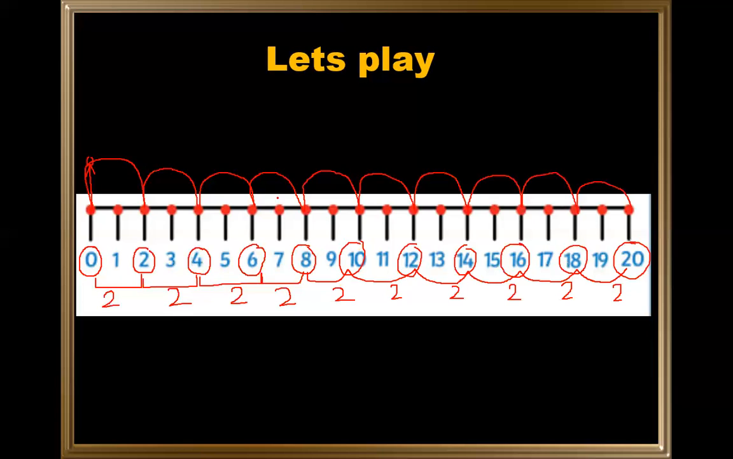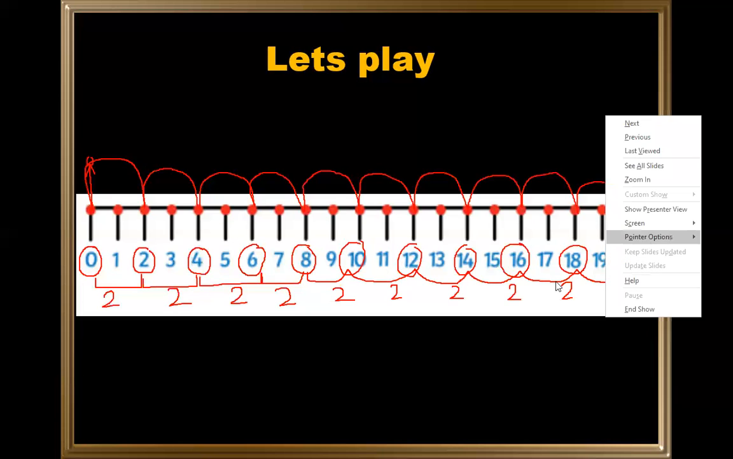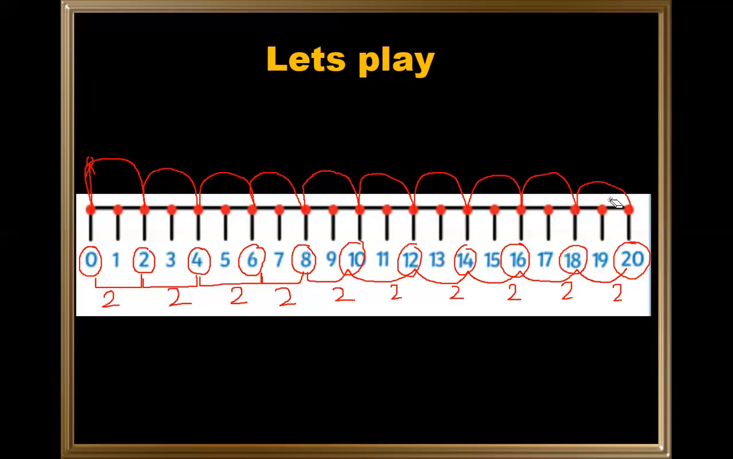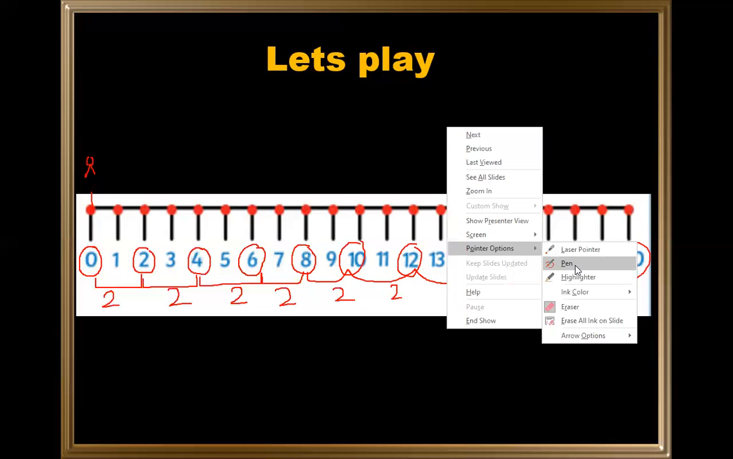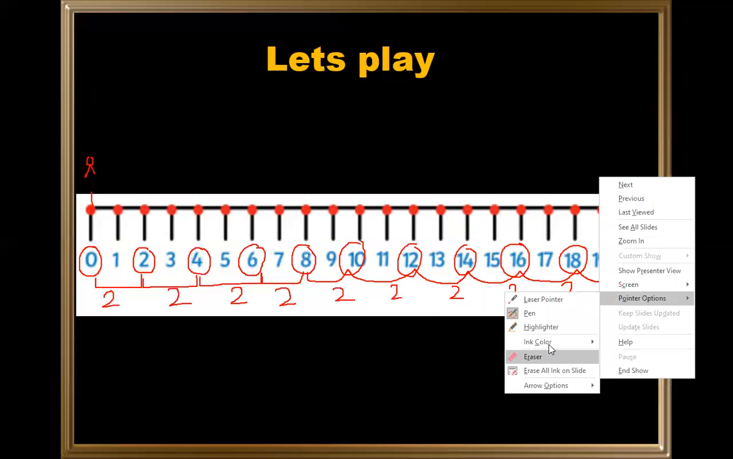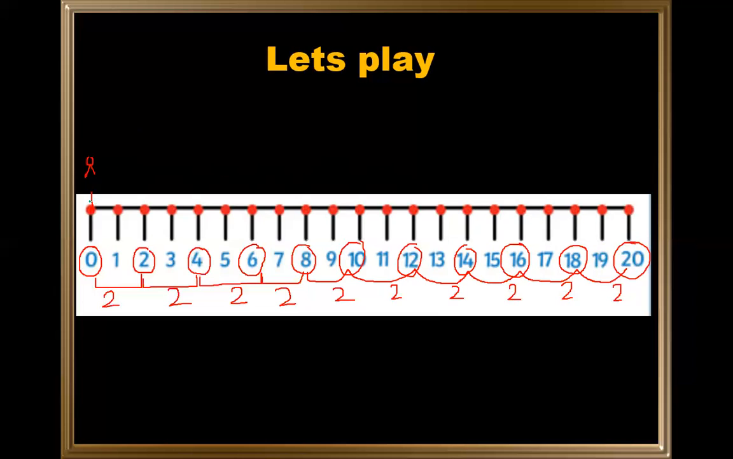For example, now I am jumping from the number 0 again. Last time I covered the gap of 2. Now I will cover the gap of 5. I would like to jump from 0, and when I cover 5 steps, I come on the number 5.